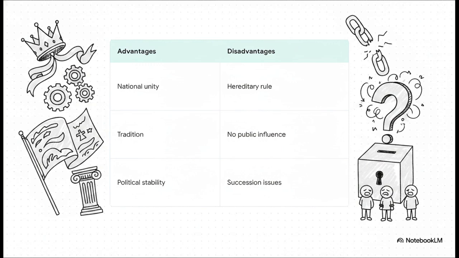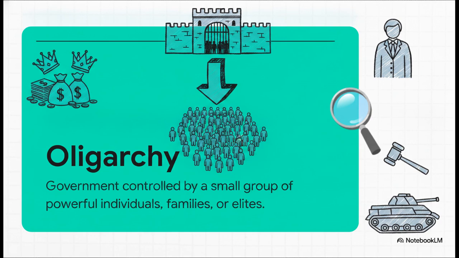Just as we did with democracy, let's objectively look at the ledger for a monarchy. The advantages center heavily on continuity. A monarch can provide a really profound sense of national unity, tying the present to deep historical traditions, which often translates to long-term political stability. But the disadvantages are equally clear. Leadership is hereditary. That means competence isn't guaranteed by an election, and the public has highly limited, if any, influence over who actually takes the throne next. Another system of narrowed influence is the oligarchy.